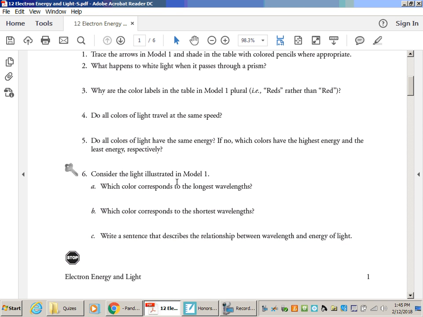Liam, can you tell me why you think their labeling is plural, like reds versus red? Right, there's dark red and there's light red. There's different shades of red. It's not just red. There's not only 7 colors in the world.